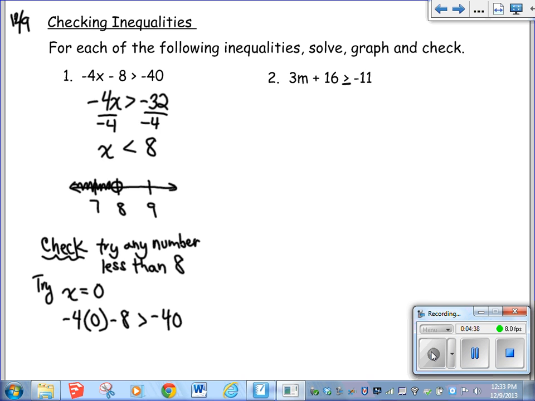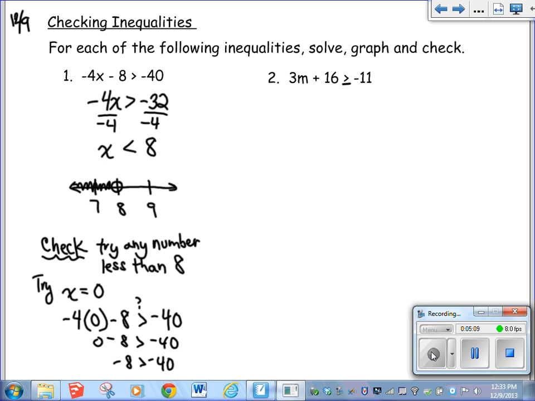And then just simplify. Remember, when you check, you just simplify. So what do you do to simplify here on the left side? What can we do, Mary? Okay, negative 4 times 0 is 0. And 0 minus 8, we're trying to find out if that's greater than negative 40. What will 0 minus 8 be? 0 minus 8 is negative 8. So is negative 8 greater than negative 40?